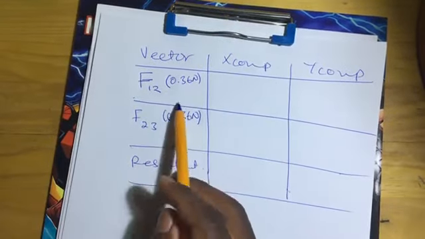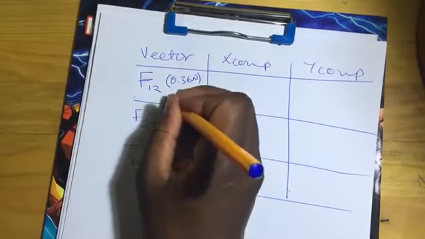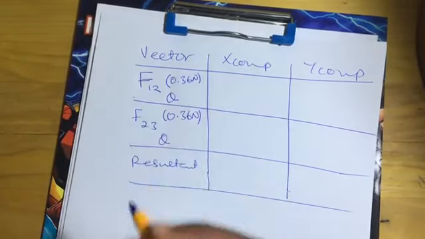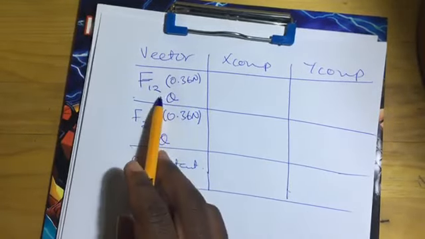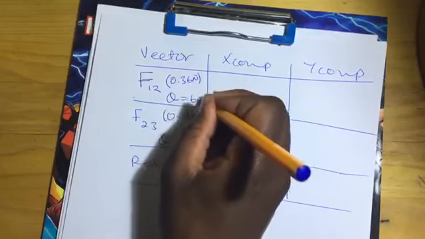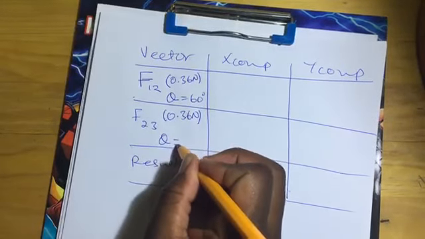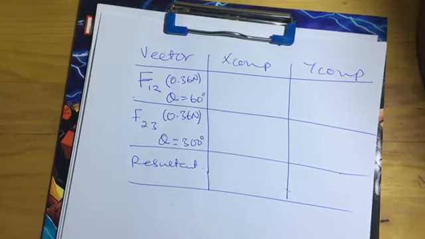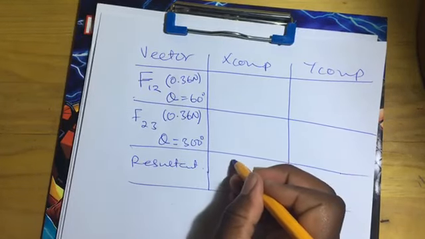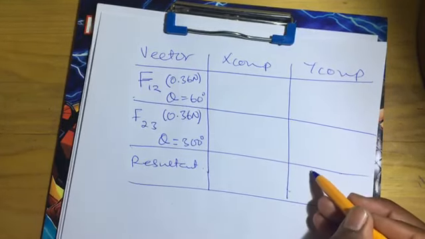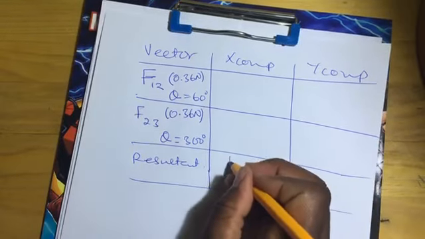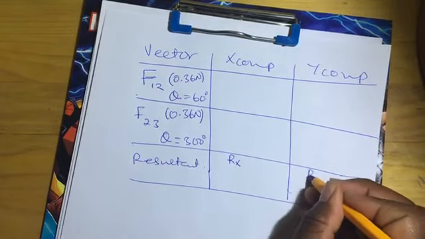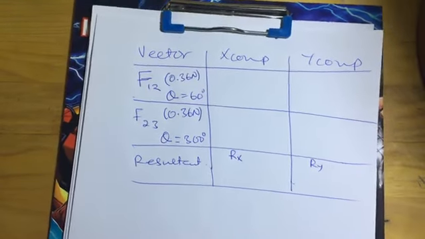Now, the next thing is I need to plug in the correct angles. What's the angle for F12? What's the angle for F23? For F12, the angle was 60 degrees. For F23, the angle is 300 degrees. We want the resultant. This is the x component of the resultant and this is the y component of the resultant. We can label this as Rx. This can be Ry.